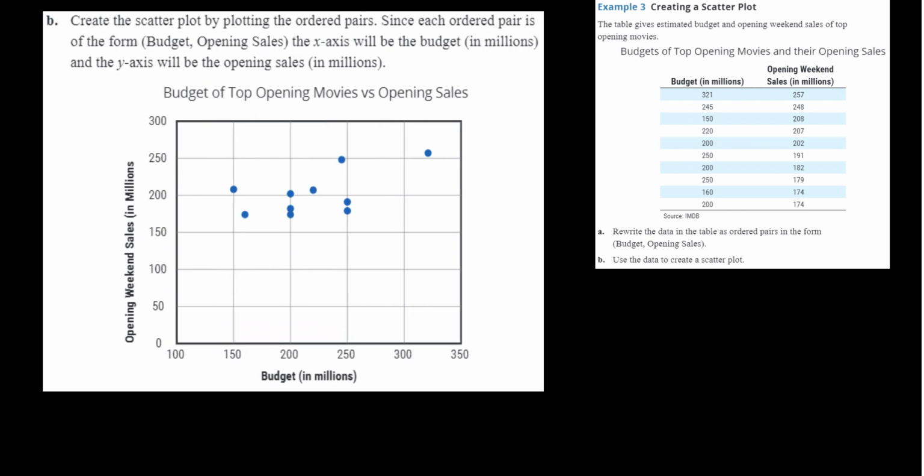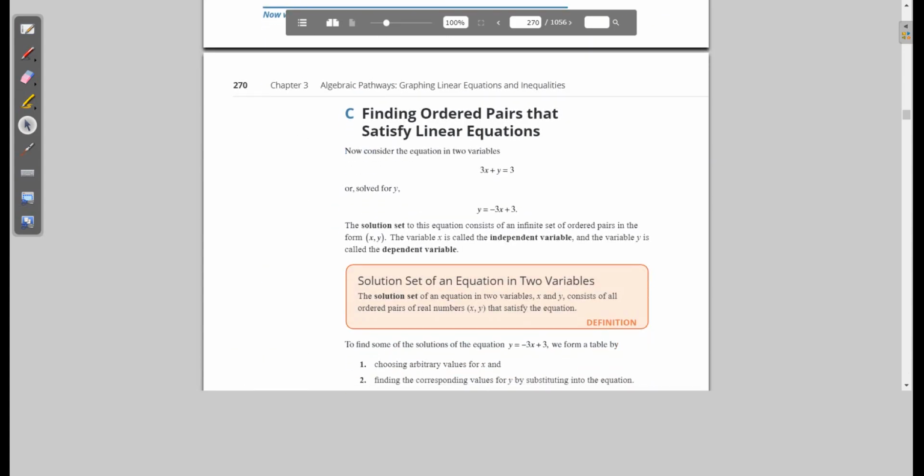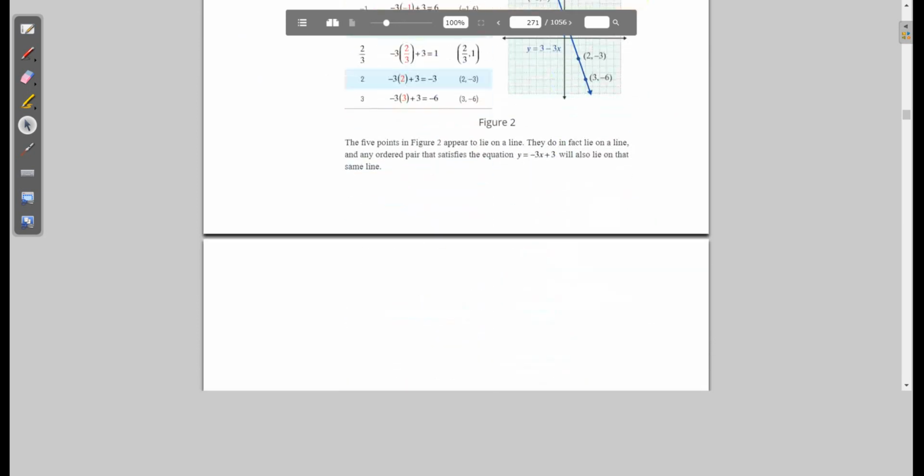Alright, so we need to create a scatter plot. The way we do this is we just start from the top, 321, 257. So we go over here to about 321 on the x-axis, and then we go up to about 257 on the y-axis. And we do that for every one of them, right? 245, 248. We go over here to about 245, and then we go up here to about 248. And we do that for all of these. And that's really it. We just plot the points.